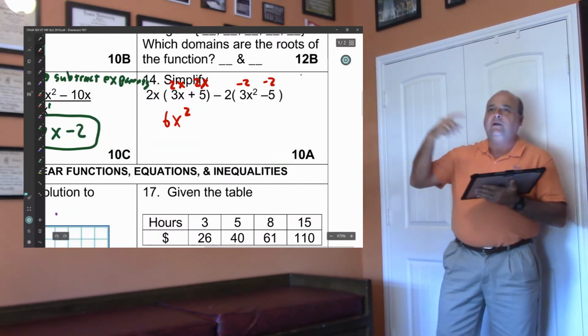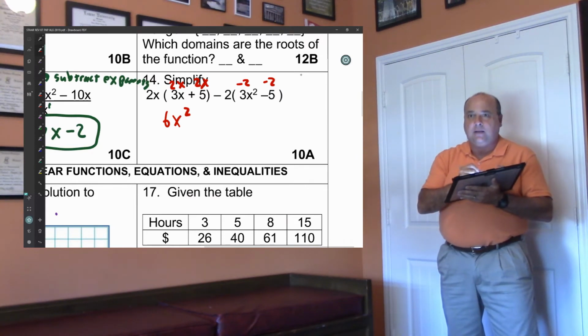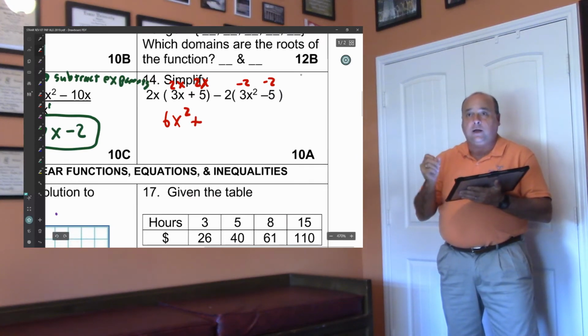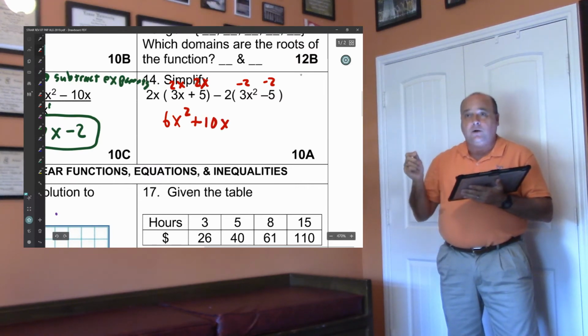Then I'm going to start all over. Sign, number, letter, exponent. A positive times a positive, I need to put the plus, don't I? 2 times 5 is 10. My letter is x. And I do not have an exponent, do I?